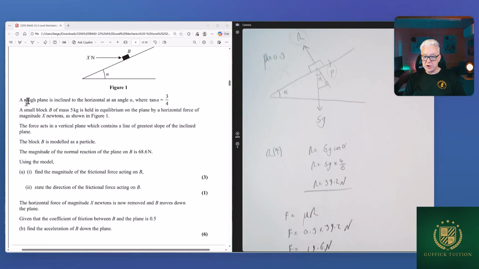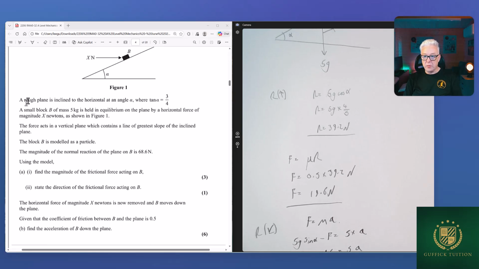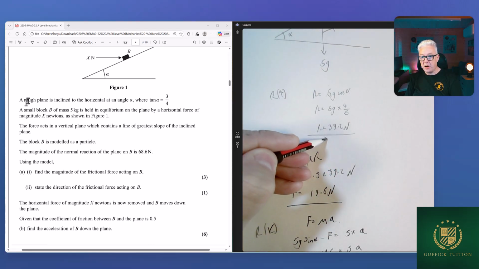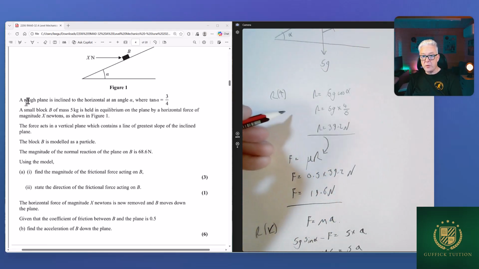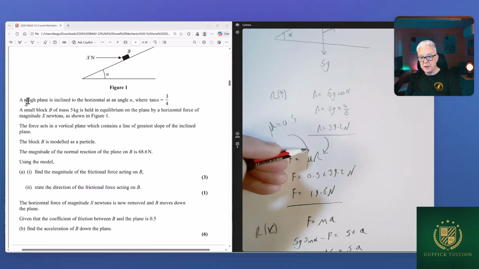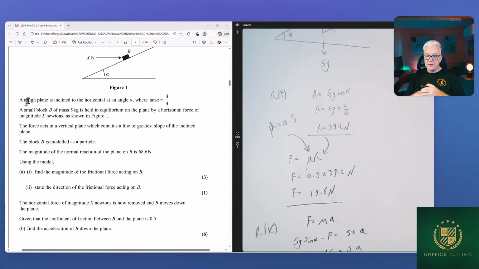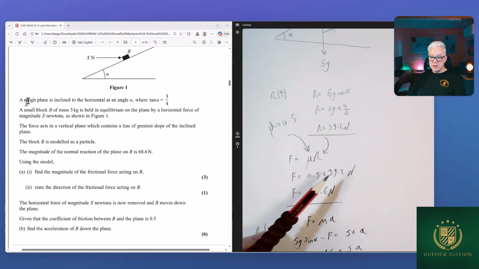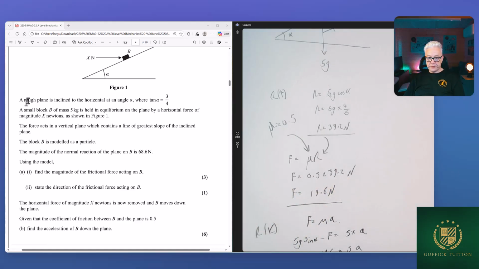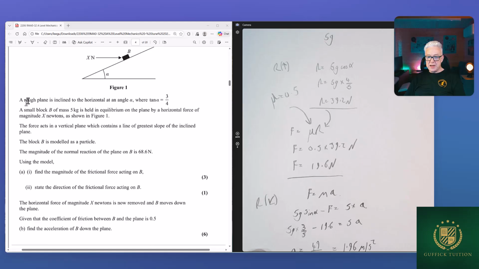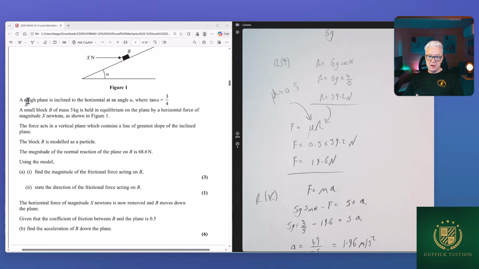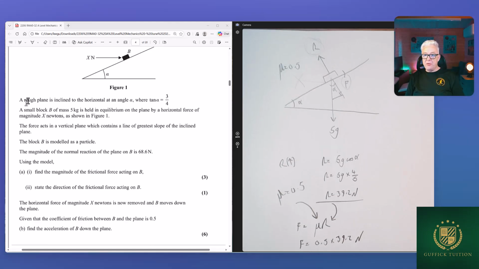So that's the first thing. Now, because friction is equal to mu R, we can use this reaction force to find out our frictional force. Remember, we're told in the question that the coefficient of friction is 0.5. So we've got mu is 0.5. So F is equal to 0.5 times our 39.2. So therefore F is equal to 19.6 newtons. So far so good.